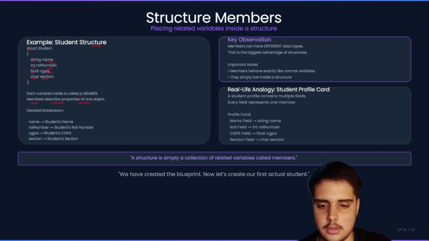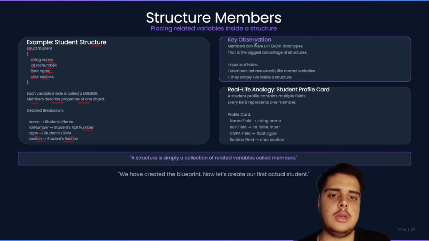If we go to the detailed breakdown, name is the student's name, roll number is the student's roll number, CGPA is the student's CGPA, and section is the student's section. Key observation: members can have different data types. That is the biggest advantage of structures. Important note: members behave exactly like normal variables, they simply live inside a structure.